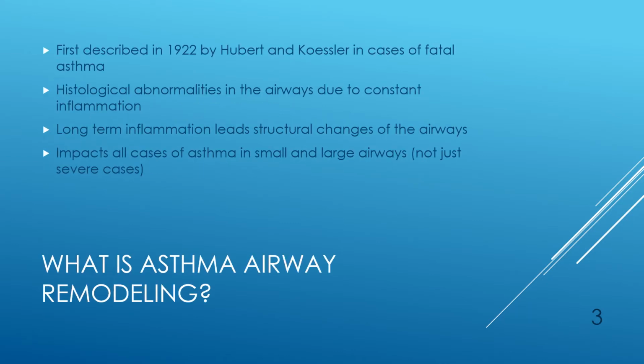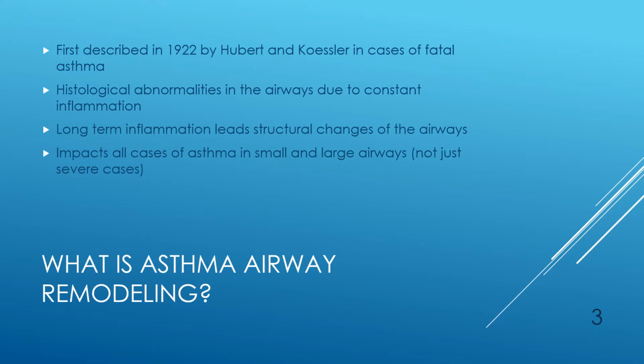So you may ask, what is asthma airway remodeling? It was first described back in 1922 by Huber and Koessler in fatal cases of asthma. What they did is they had patients who died of asthma attack, and they did a biopsy on them, and they actually looked at the lungs. And they found a bunch of different histological changes in the tissue of the lungs versus an average person. So they compared histological slides of these patients with asthma airway remodeling versus a normal person, and they found that these patients had structural changes in the airway.